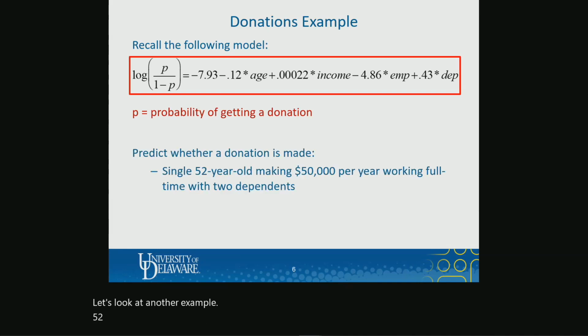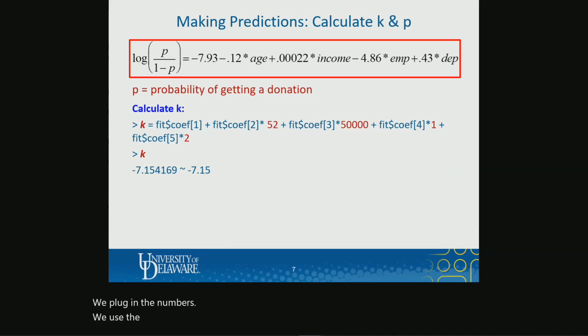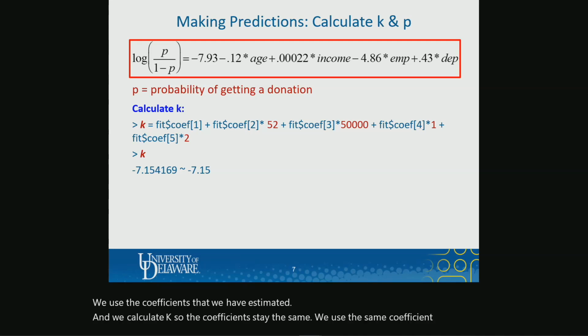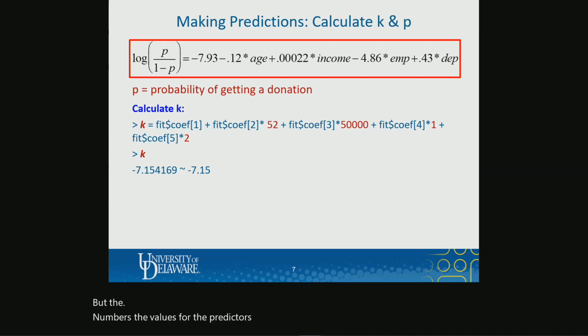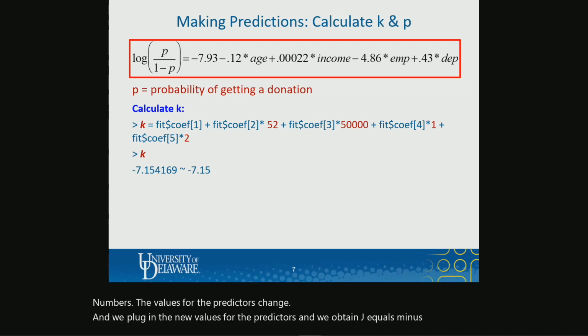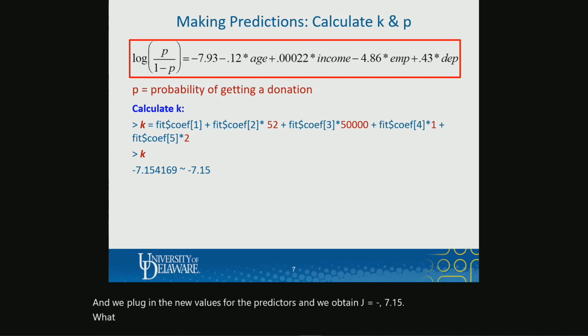A 52 years old man, and so on. So we plug in the numbers, we use the coefficients that we have estimated, and we calculate k. The coefficients stay the same. We use the same coefficients, the coefficients from the model. But the values for the predictors change. And we plug in the new values for the predictors, and we obtain k equals minus 7.15. What does this mean?